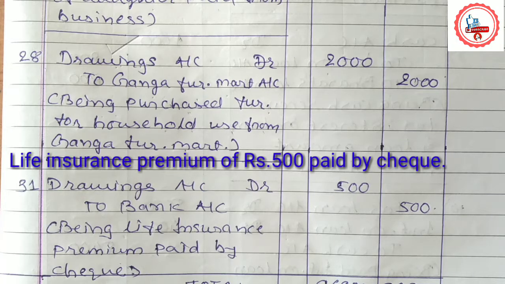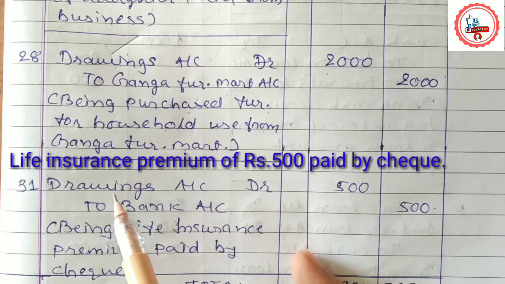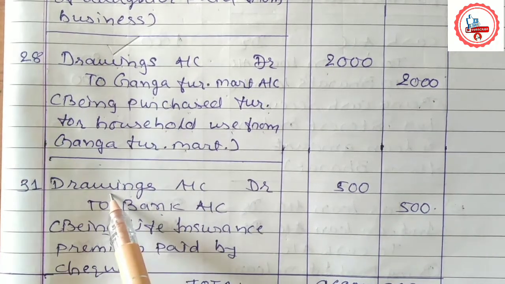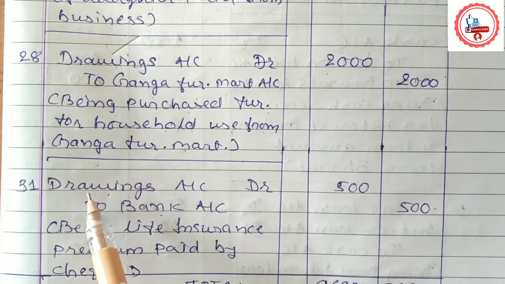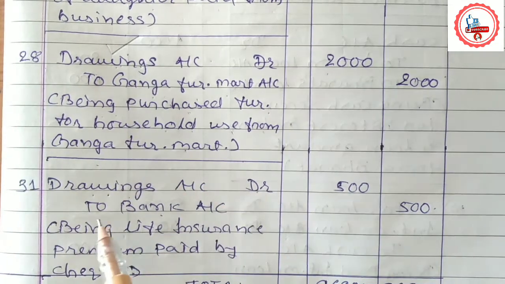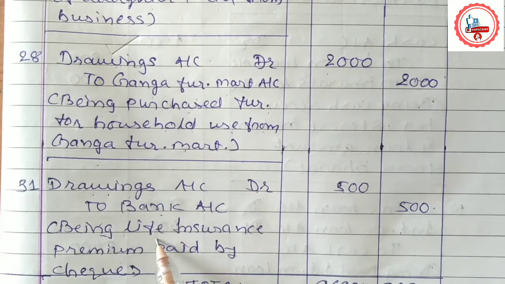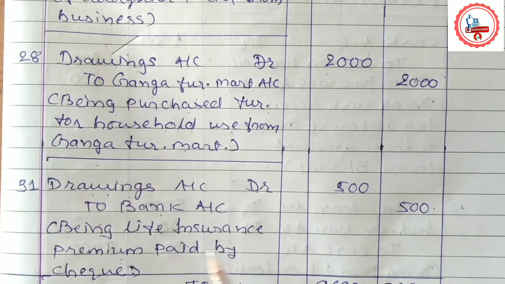Such amount has been paid from where? From business itself. That's why your journal entry would be bank is a giver. Drawing means owner is there. Owner is about to pay such money for his personal expense. That's why the journal entry would be drawings account debit to bank account 500, being life insurance premium paid by check.